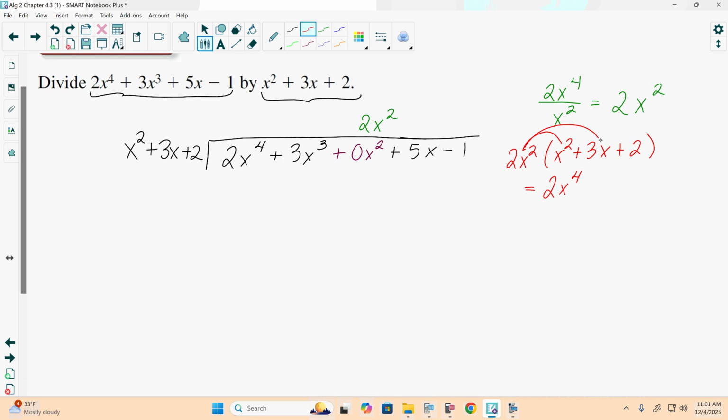2x squared times 3x, 2 times 3 is going to be positive 6, so 6x cubed. And lastly, 2x squared times 2. 2 times 2 is 4, and we still have our x squared.